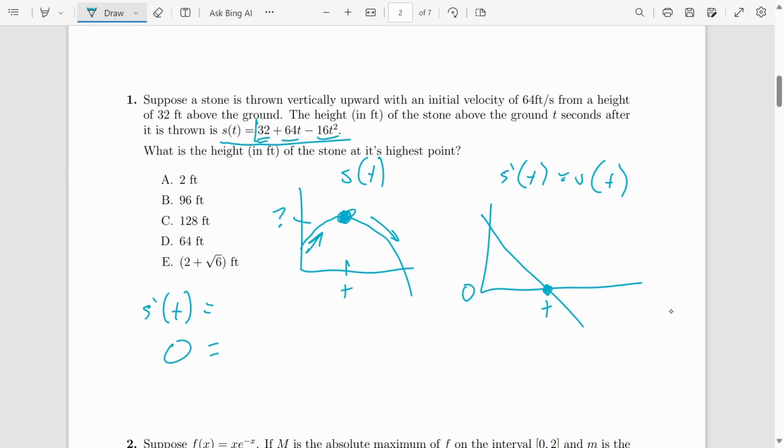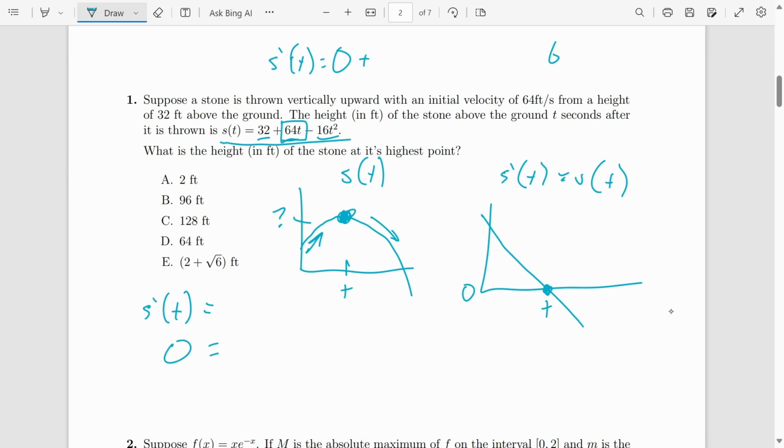First, finding the derivative of 32. The derivative of any constant, which is a term that doesn't have any associated variable, is just going to be 0. So s prime of t is going to start out by just being 0. And then plus, now we have to do the derivative of 64t.